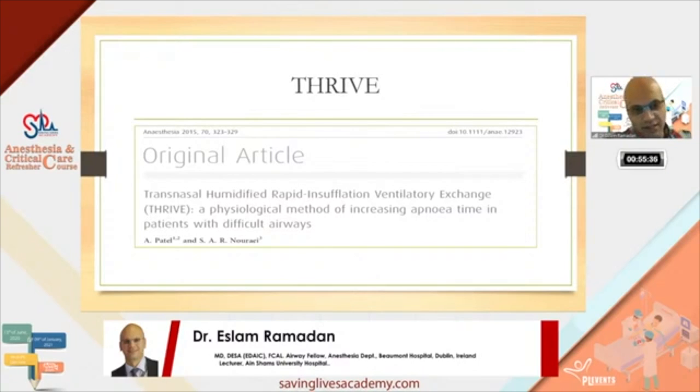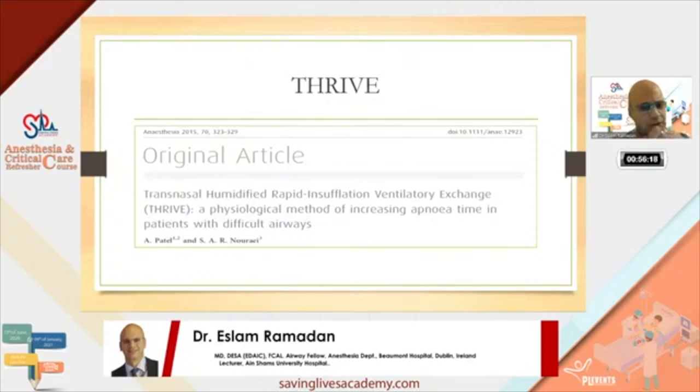This is a leading study on THRIVE done by Patel for difficult airway patients. They were looking, by using THRIVE, at the rise of end-tidal CO2, episodes of desaturation, and how long the patient can tolerate apnea. They discovered that the rate of increase of end-tidal CO2 was 0.15 kilopascal per minute, with no desaturation below 90%, and the average apnea time was 17 minutes.